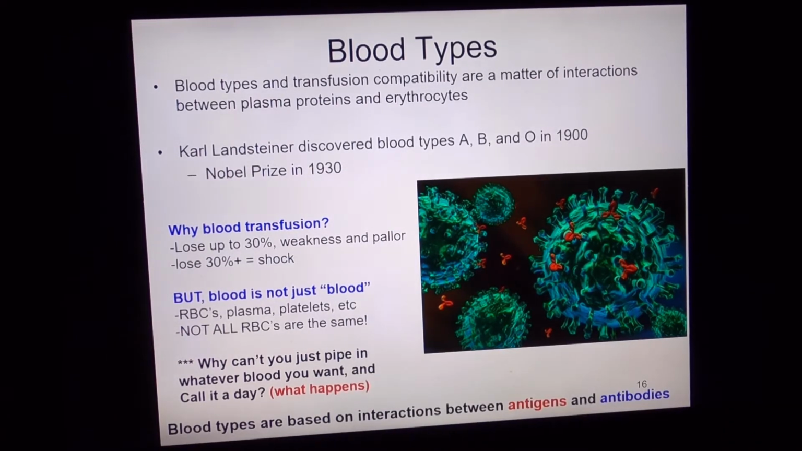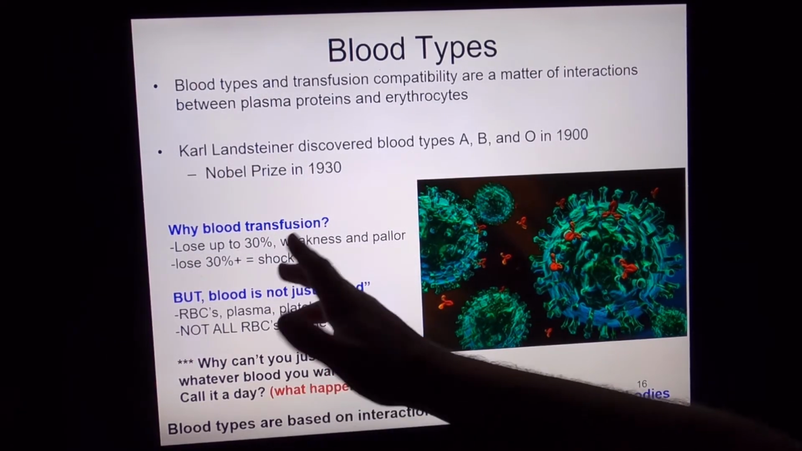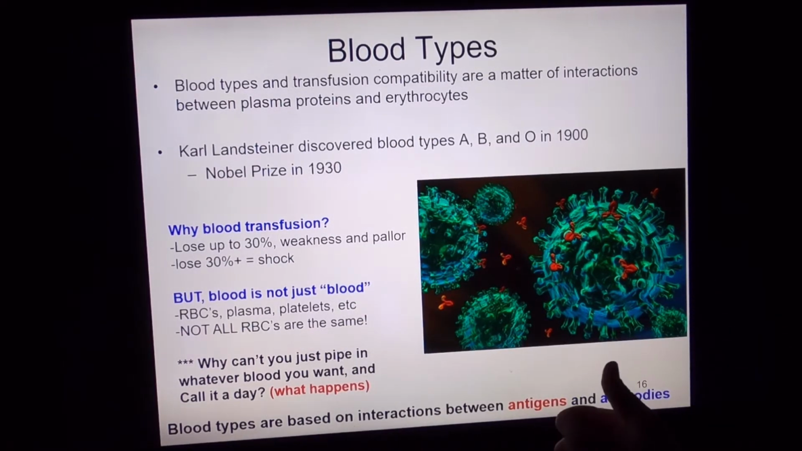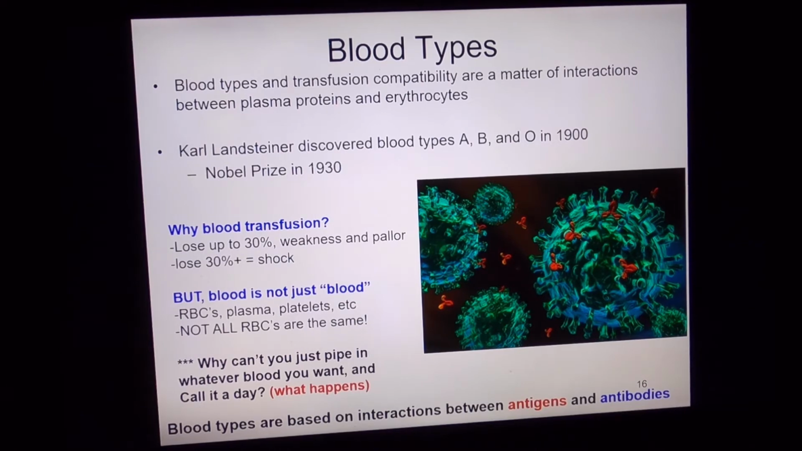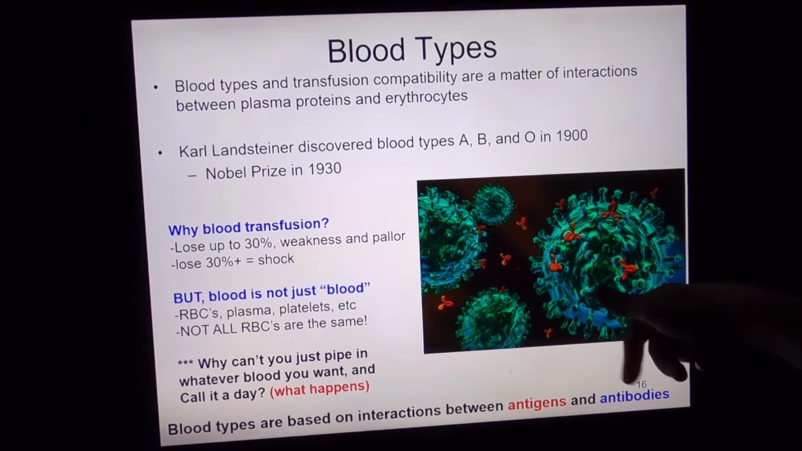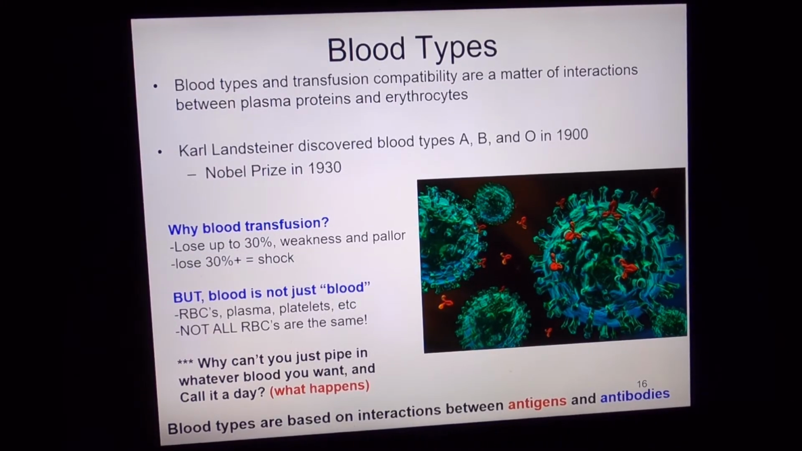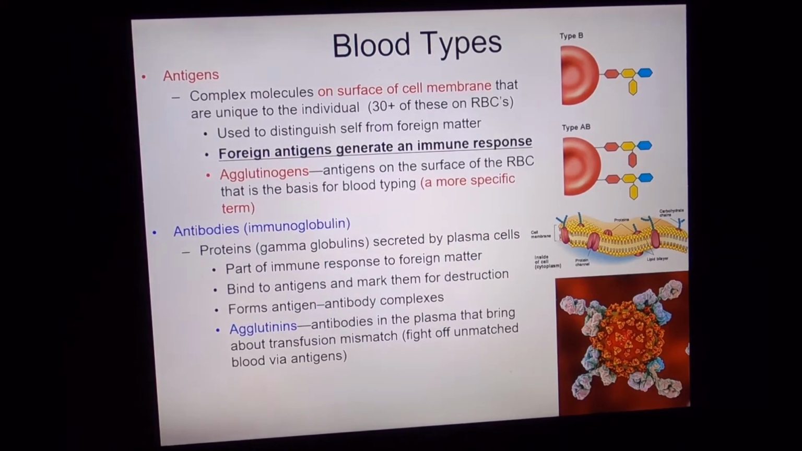So when we give you whole blood, that'd be red blood cells, plasma, and platelets. When you get a whole blood transfusion, you can't just pipe in whatever you want and call it a day. That is not the way this works. We have to be mindful of the interactions between what are called antigens and antibodies. Antigens and antibodies. So what are these?